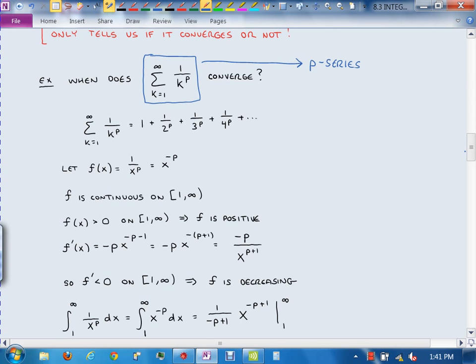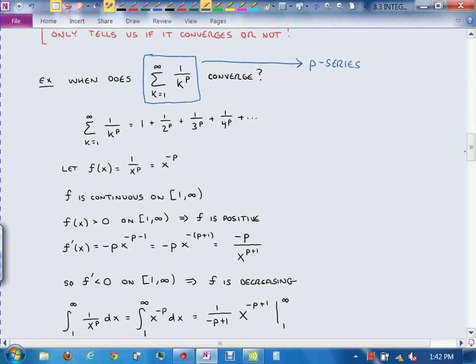Now, let me ask you this. Is that a continuous function on 1 to infinity? Where's the only place this function is undefined? What's the only value I cannot plug in for x here? 0, right? I get division by 0. So that is definitely an okay function on the interval 1 to infinity. Because remember, all I have to do is integrate from 1 to infinity. So I'm good there.